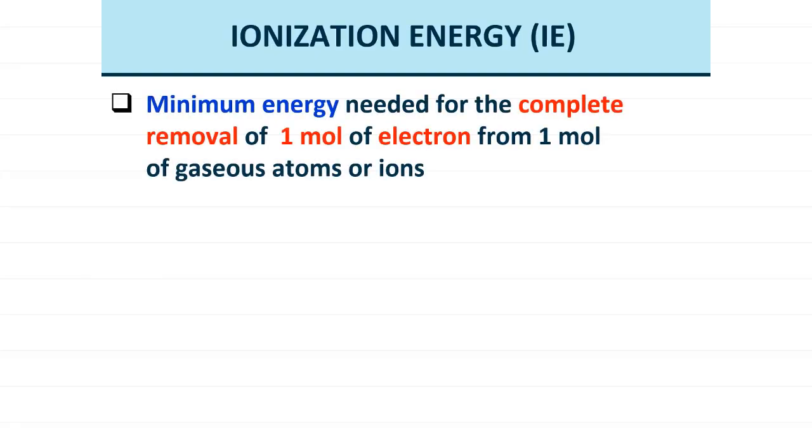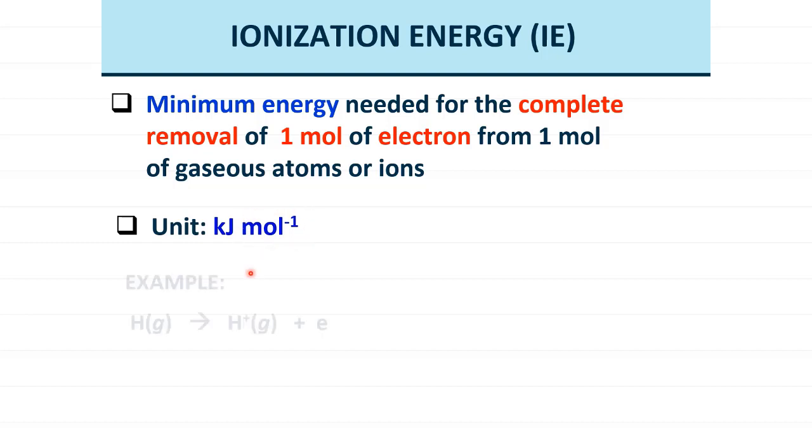The energy difference between n equal to 1 and n equal to infinity is called ionization energy. Ionization energy is the minimum energy needed for the complete removal of 1 mole of electrons from 1 mole of gaseous atoms or ions. Please take note here, the unit for ionization energy is no longer the same as in the delta E we have learned just now.